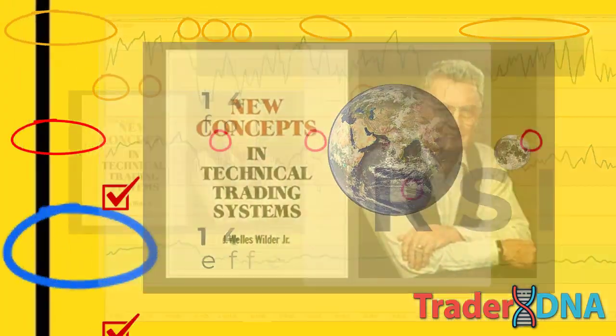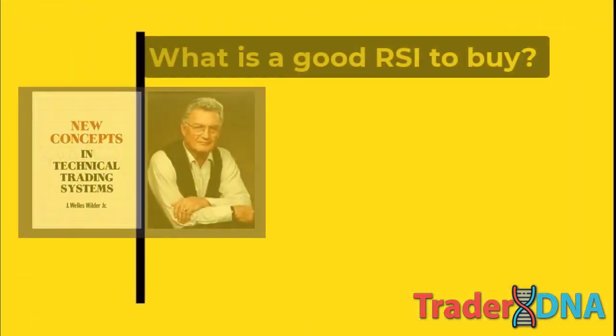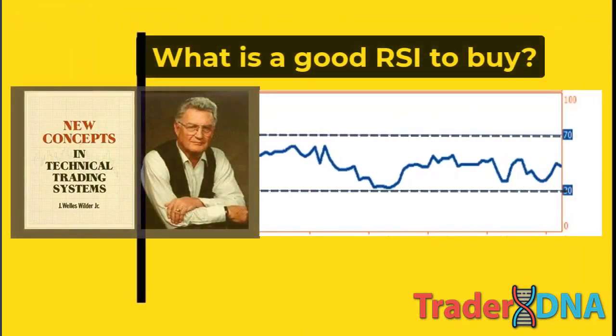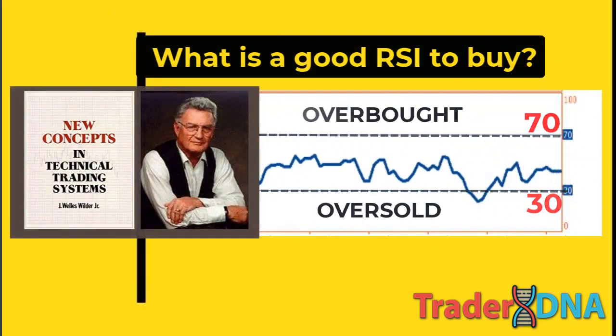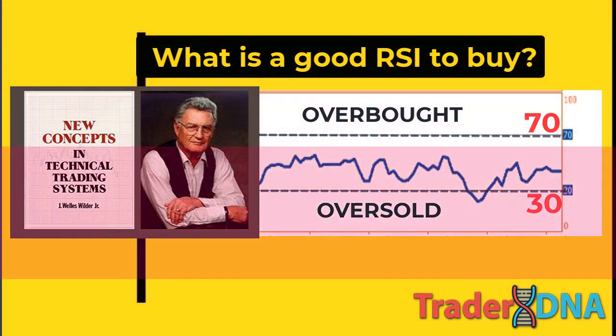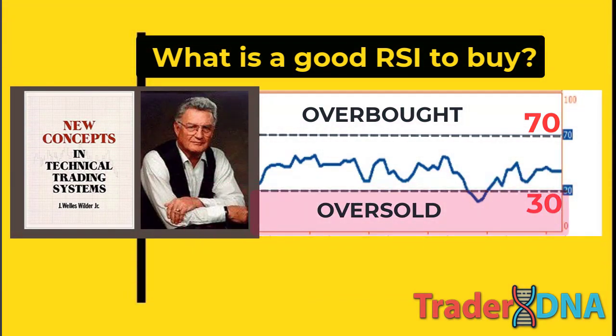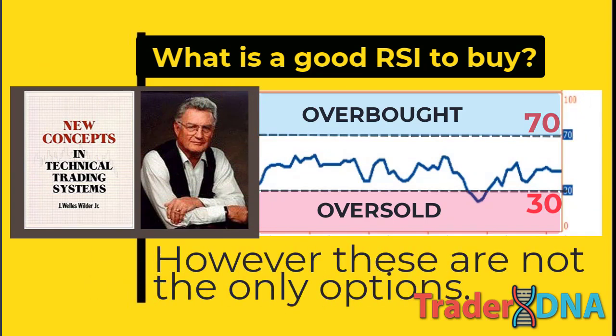What is a good RSI to buy? The way Wilder recommends using the RSI is by using the 30 and 70 levels in the oscillator as oversold and overbought levels respectively. This means that when RSI falls below 30, you aim to buy the financial security that has been sold too much, and when the RSI reaches over 70, you aim to sell the financial asset that has been bought too much. However, these are not the only options.